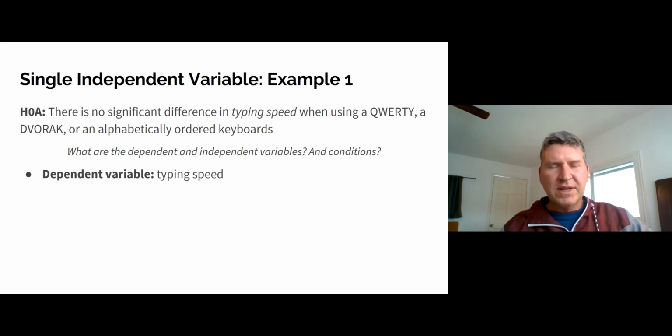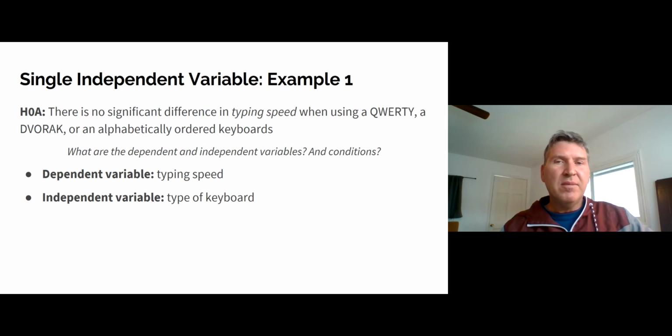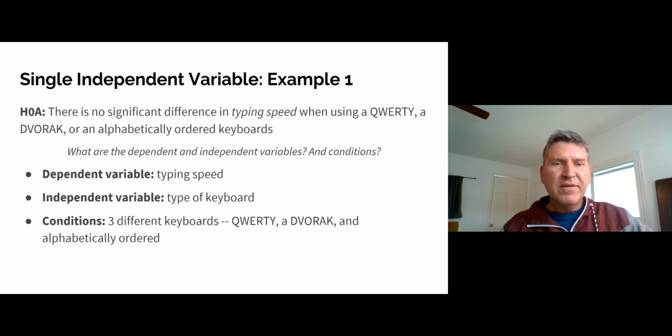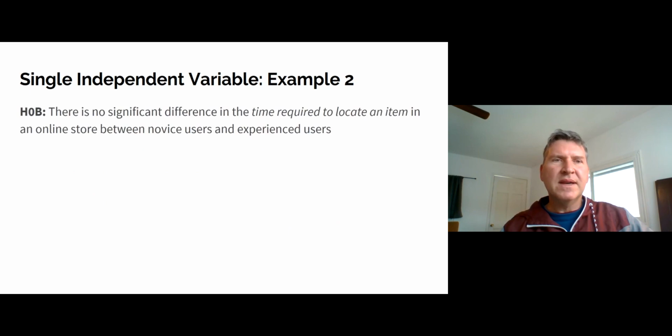So the dependent variable is the typing speed. The independent variable is the type of keyboard. So the QWERTY, the Dvorak, and the alphabetically ordered. So we have 3 different conditions, 1 independent variable, and so this would be a single independent variable with 3 conditions. Let's look at another example.